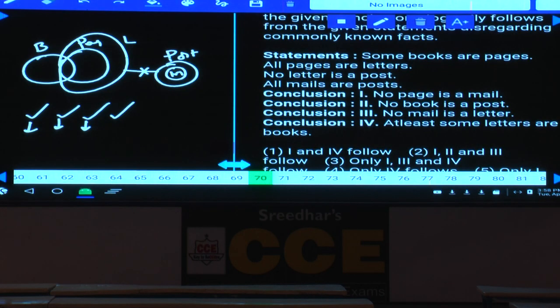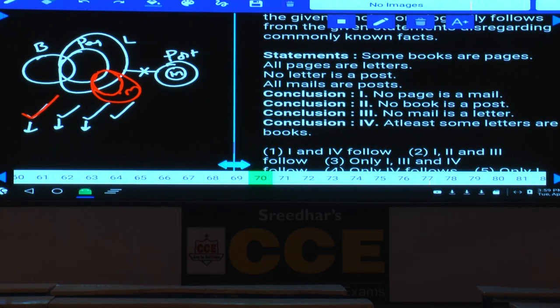Then coming to the first one, no page is a mail. Now in order to make this one false, we need to prove some pages are mail. Page and mail should be intersected like this. Now tell me whether we can write mail like this. If you write mail like this, all mails are post, so post will also come along with this one. If post comes along with this one, no letter is a post will become false. Statement invalid, alternate diagram cannot be drawn, and the first conclusion will be true forever.